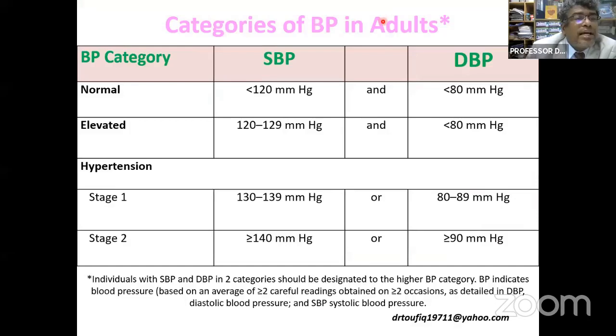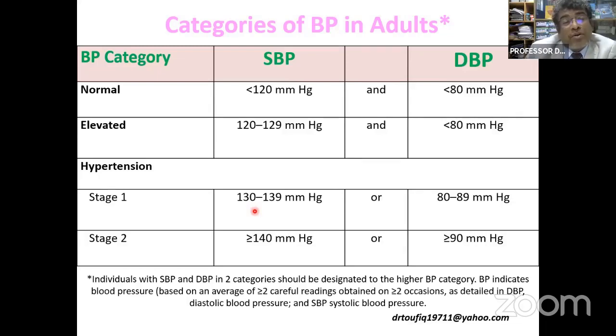Actually, this is the classification. According to the American Society of Cardiology and American Society of Hypertension, normal is less than 120 by 80 millimeter mercury, elevated is 120 to 129 and/or less than 80 millimeter mercury. But according to the American Heart Association and American Society of Cardiology, stage 1 hypertension is 130 to 139. That is below 140 millimeter mercury.